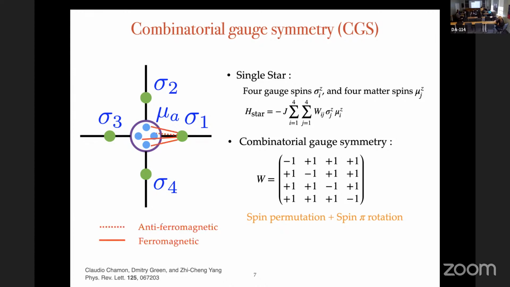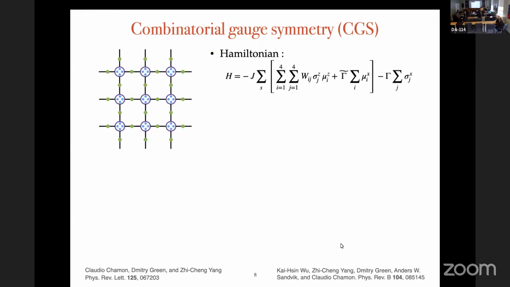For example, a gauge spin couples to the nearest matter spin anti-ferromagnetically and couples to the rest of the gauge spins ferromagnetically. So basically, this framework allows us to have the gauge spins not directly talking to each other, but rather talking to each other through the matter spins in the middle. So then we can connect all of the stars together to form the square lattice. The Hamiltonian is basically the sum of all of the star terms.